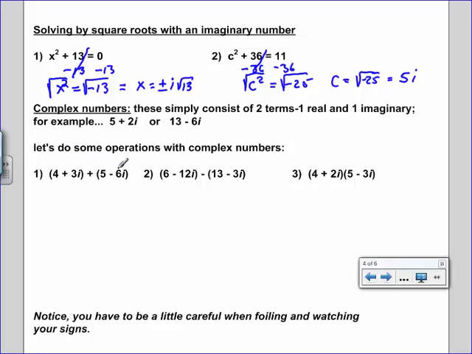If you had to combine these, which is all it is, combining common terms, combine your real numbers with your real numbers and your imaginaries with your imaginaries. So 4 plus 5 is 9, and 3i minus 6i would be minus 3i. Over here, 6 minus 13 would be negative 7. Negative 12i minus negative 3i would be negative 12i plus 3i, so that would be negative 7 minus 9i.